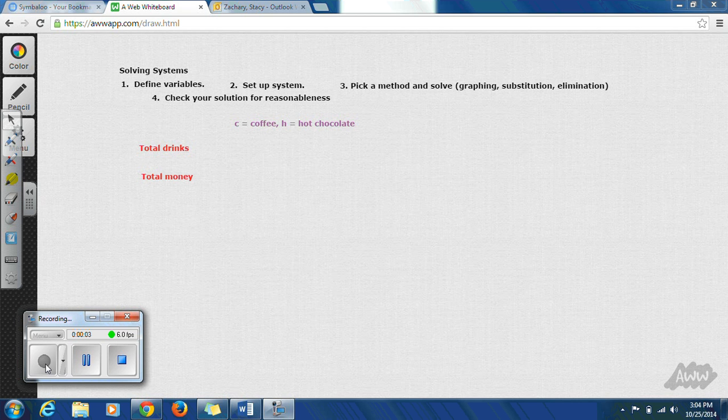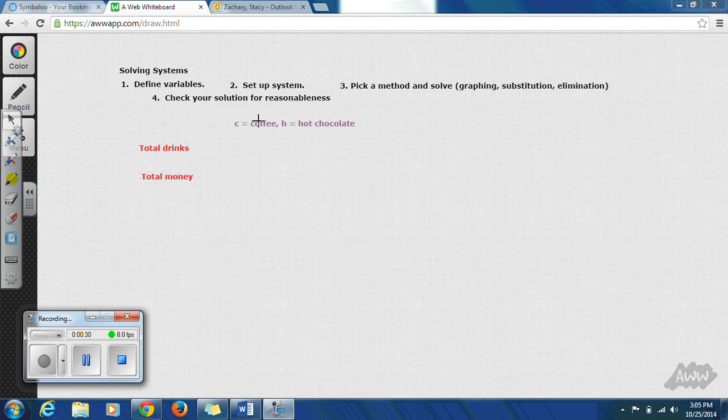Step one in solving systems is always define variables. So in our Band Booster Club problem, just like in most word problems, defining variables can be found directly from the question that is asked. The question asks, how many of each type of hot drink do they sell? Hot drinks, I'm dealing with coffee and hot chocolate. So I'm just using the letters C and H to stand for those.